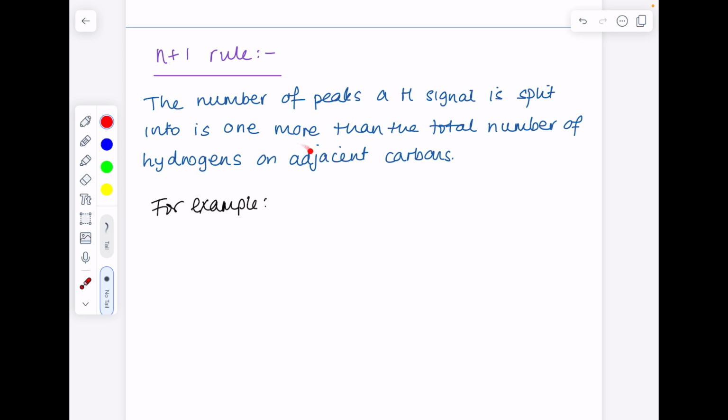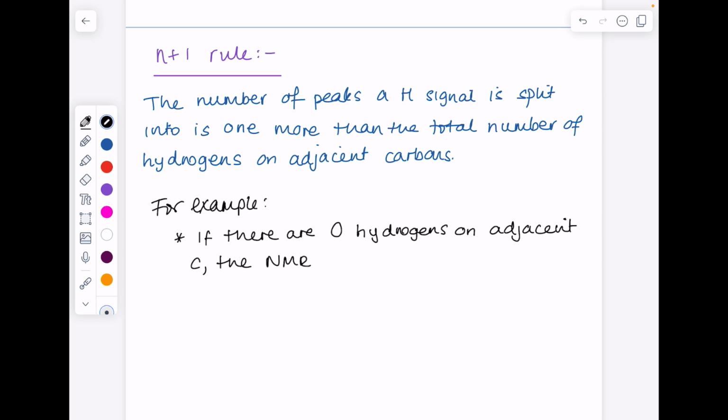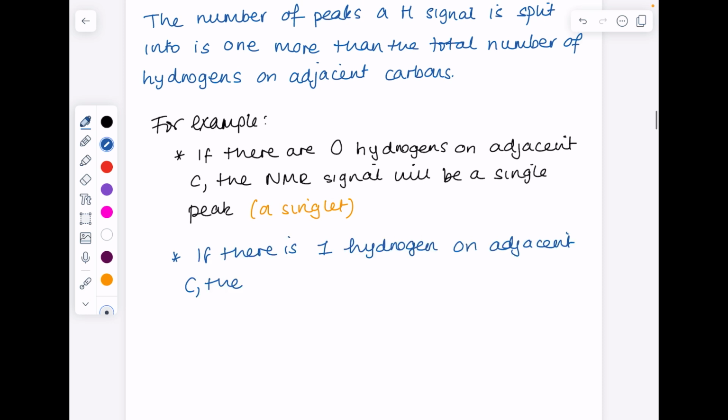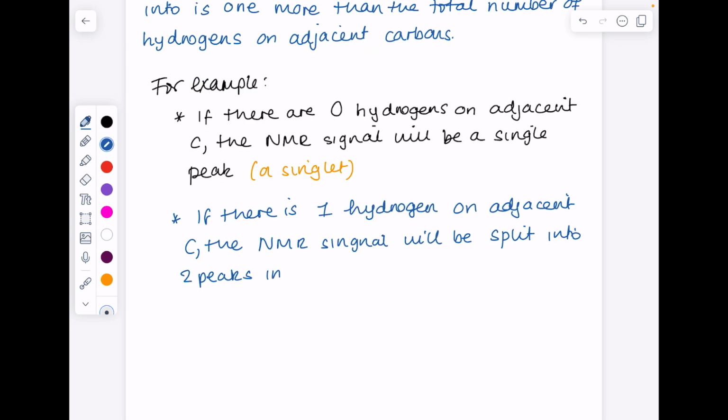So if the number of hydrogens on adjacent carbons is 0, by definition, the NMR signal will have a single peak. And we call that single peak a singlet. What about if there's 1 hydrogen on adjacent carbons? We can work this out with the n+1 rule. The NMR signal will be split into 2 peaks, in a 1-to-1 ratio, which we'll look at on the NMR. And we call this situation a doublet.